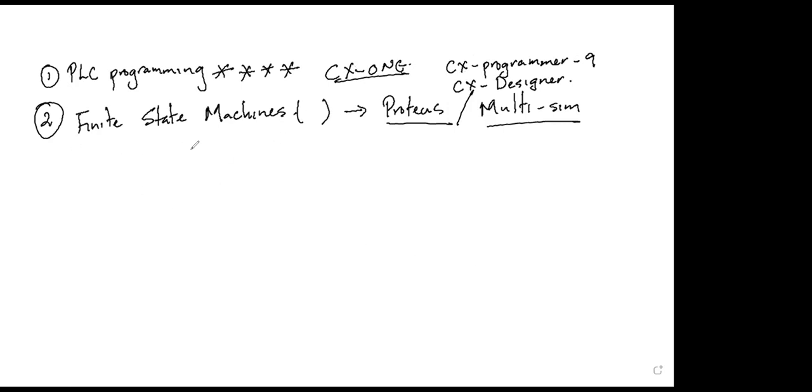So finite state machines has to do with designing a circuit, one method of designing a circuit to control a process. So it's dealing with a theoretical thing. If I want to design and build my own circuit, then we can use finite state machines to do that. And PLC programming is the known way to automate a circuit.